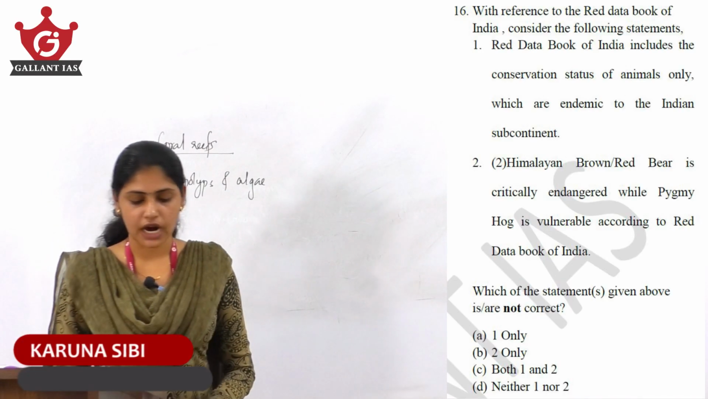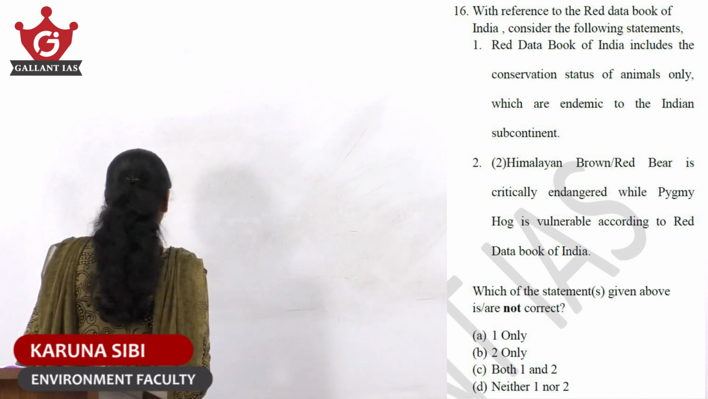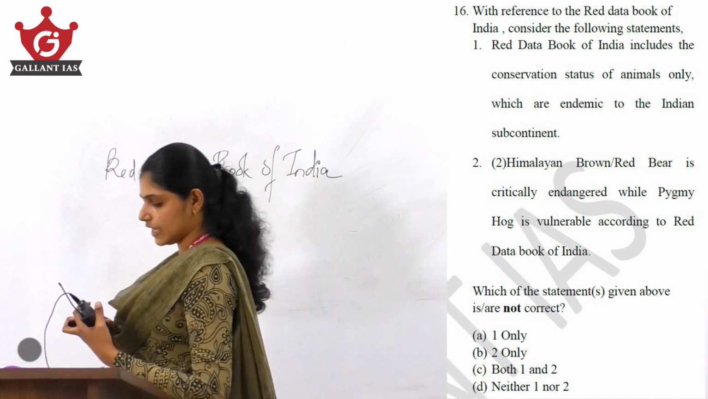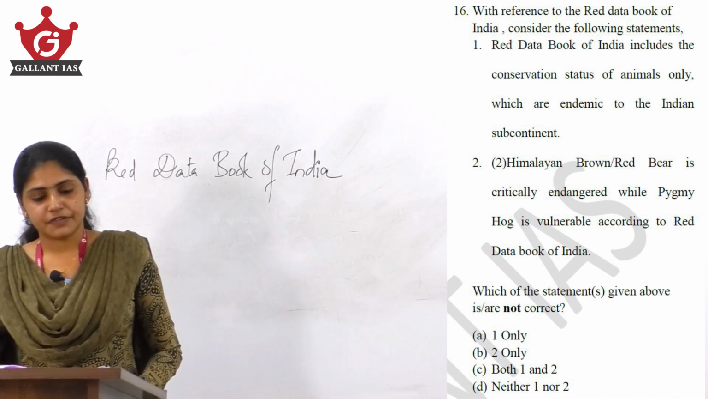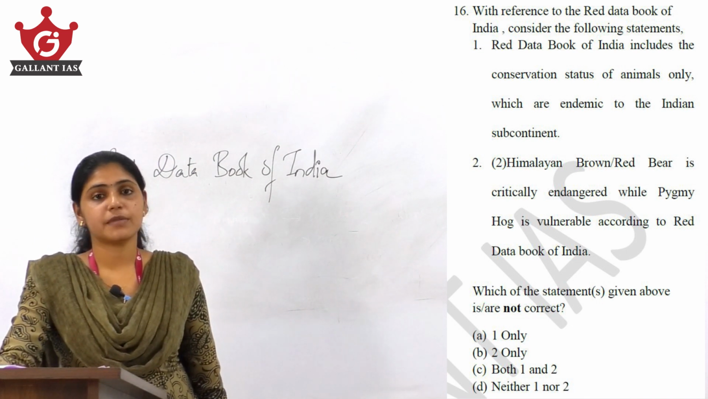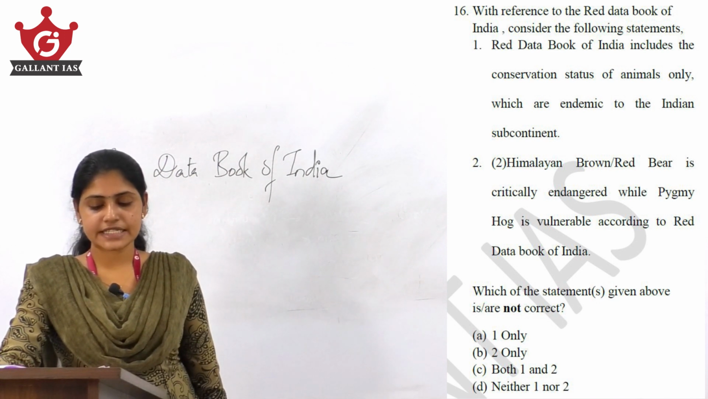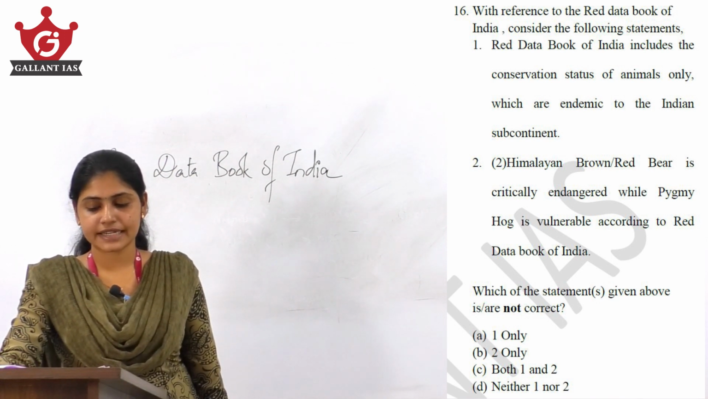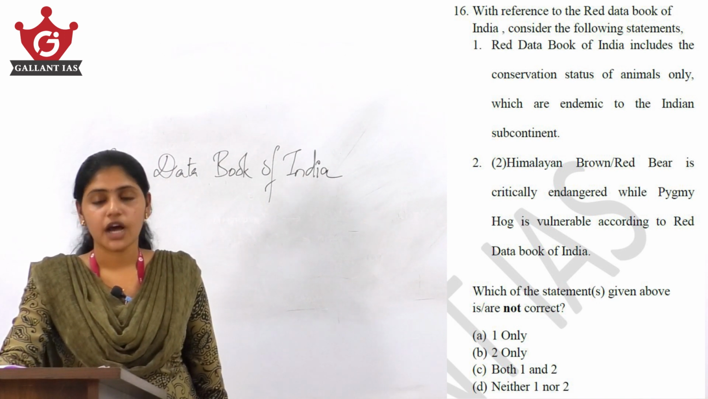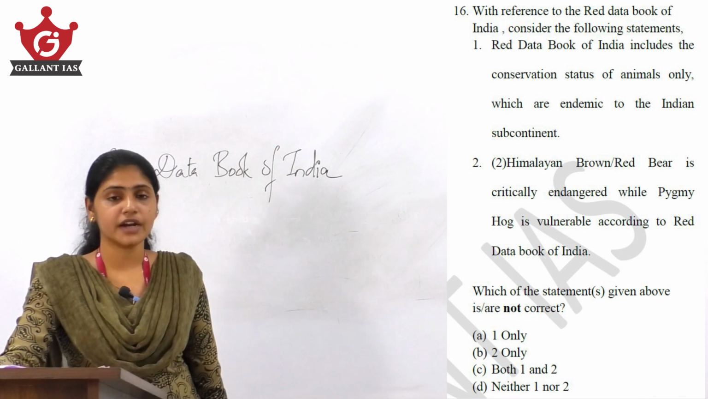Next question is with regard to the Red Data Book of India. That is question number 16. The first statement says the Red Data Book of India includes the conservation status of animals only which are endemic to the Indian subcontinent. The second statement says Himalayan brown or red bear is critically endangered while pygmy hog is vulnerable according to the Red Data Book of India. You have to pick out the incorrect statements here. Which of the statements given above is or are not correct?